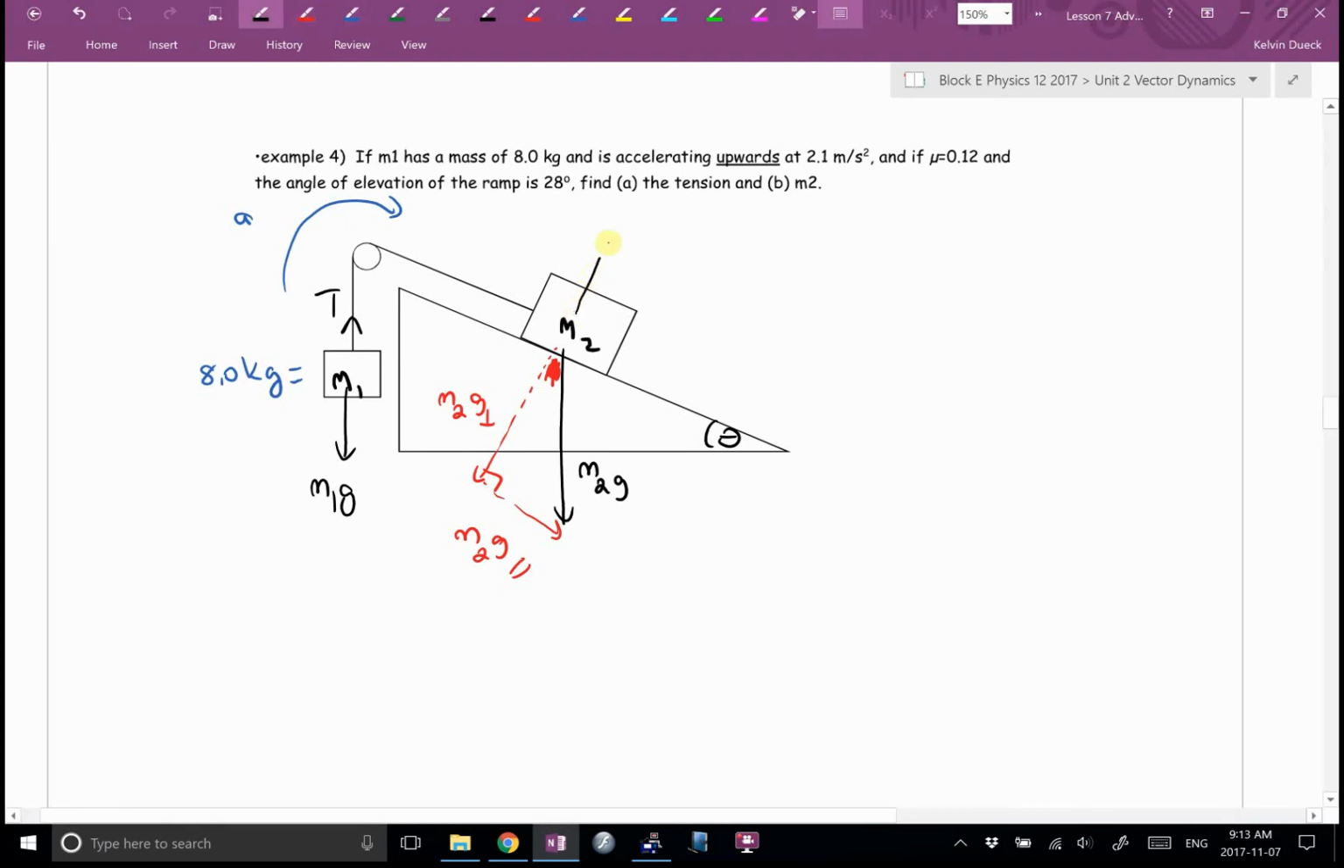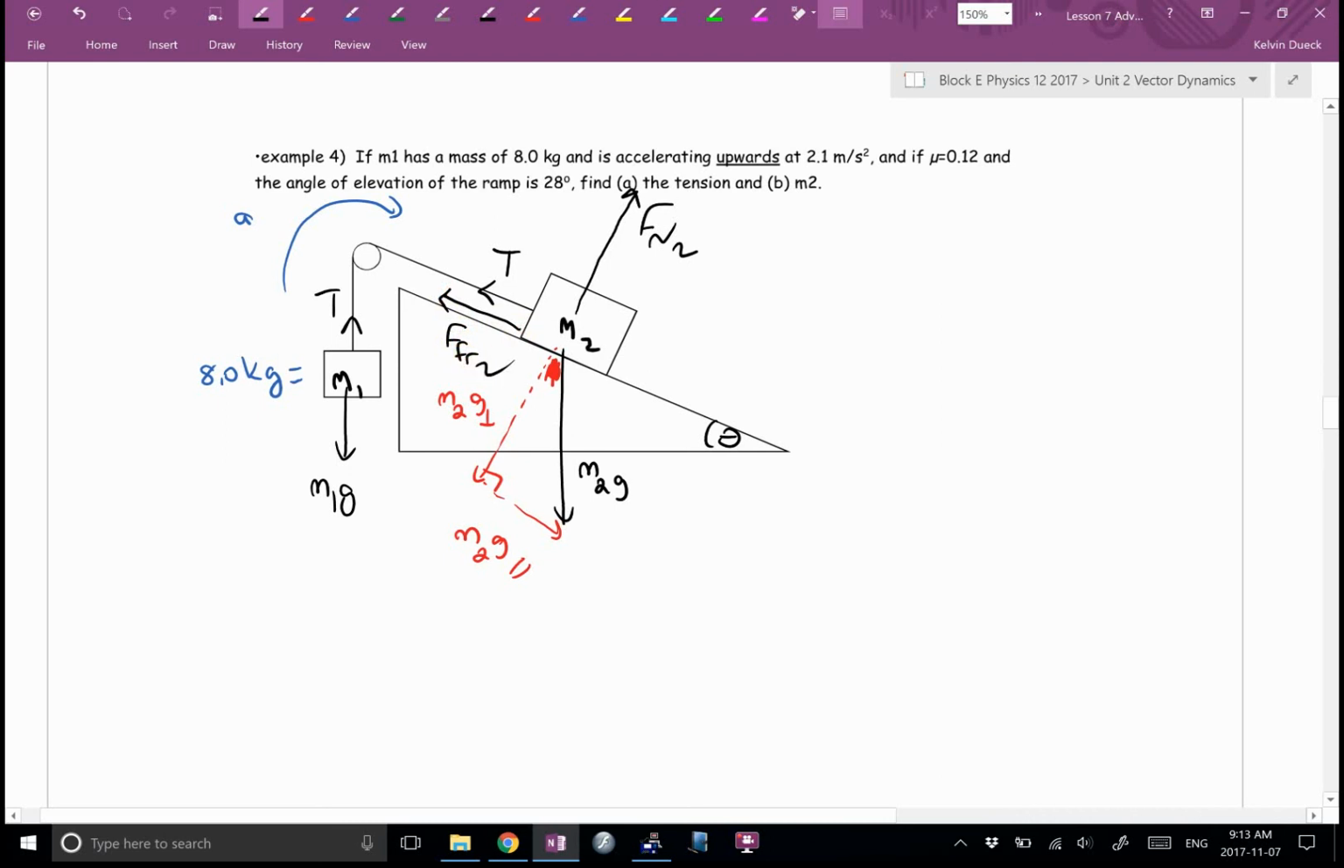There's going to be normal force number 2. There is going to be tension. Is there friction in this question? Okay. Which way is mass 2 sliding according to this question? Down the ramp, so which way is friction going to be pointing? Up the ramp, because friction resists sliding. Friction force 2 to go with mass 2.